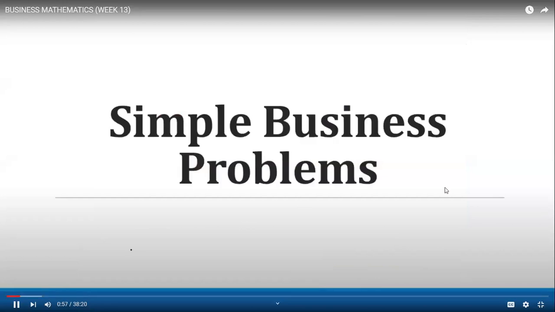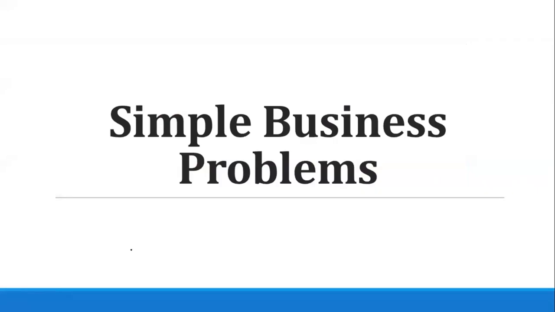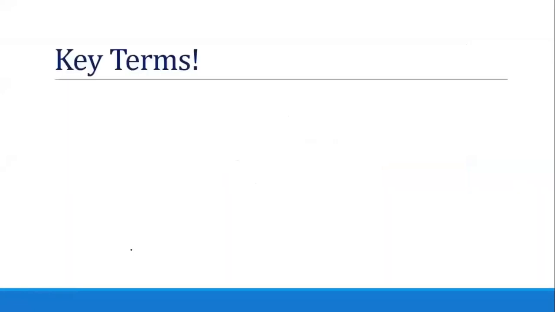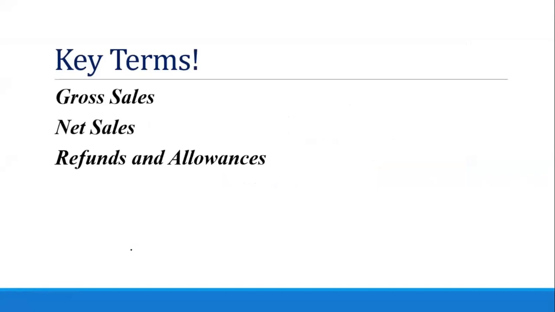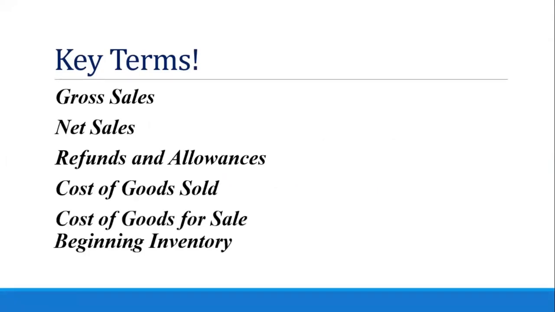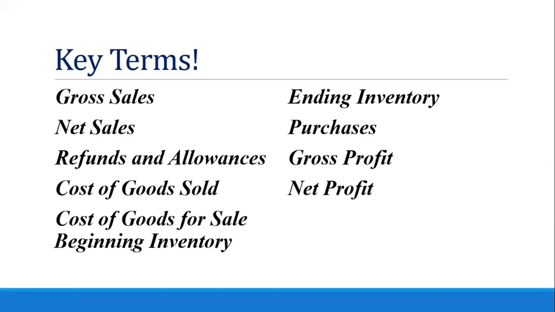If you are in business, you need to know about the simple problems involving business. Okay, so here are some terms that we're going to encounter during our discussion. We have the gross sales, net sales, returns and allowances, cost of goods sold, cost of goods for sale, beginning inventory, ending inventory, purchases, gross profit, net profit, operating expenses.